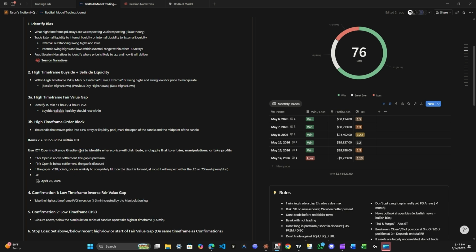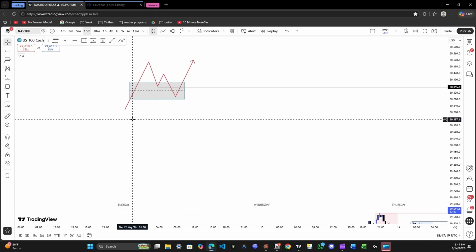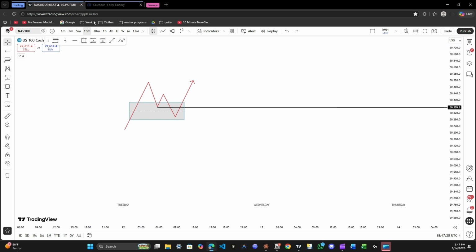ICT opening range gradient. This is a new concept that he's implemented himself. He's taught it recently. I think it was in his 2025 model, but it could be more recent in his 2026 model. Essentially, it is the gap. I'll make another video on this. It's the gap between regular trading hours and electronic trading hours, because price closes at 4:15 regular trading hours and then opens again at 9:30 in regular trading hours, leaving a gap.